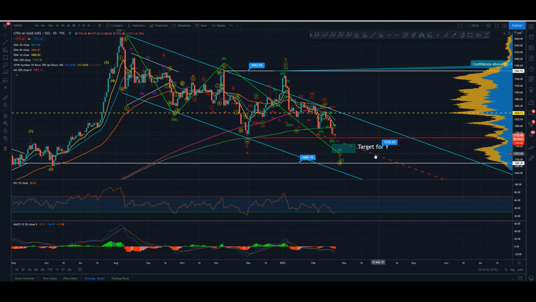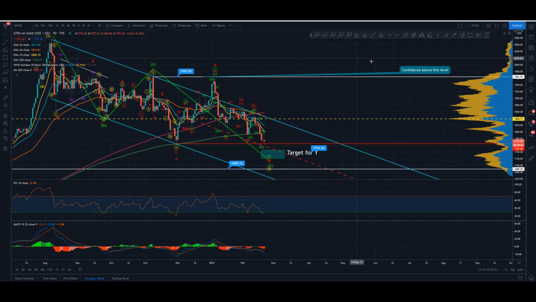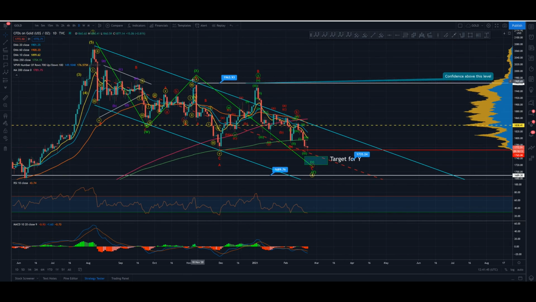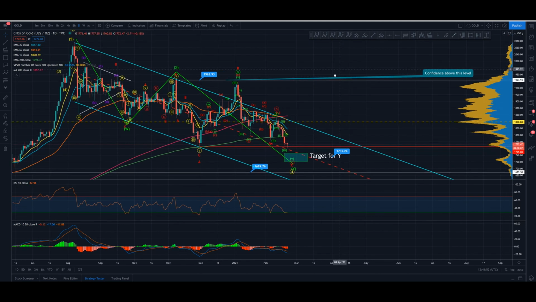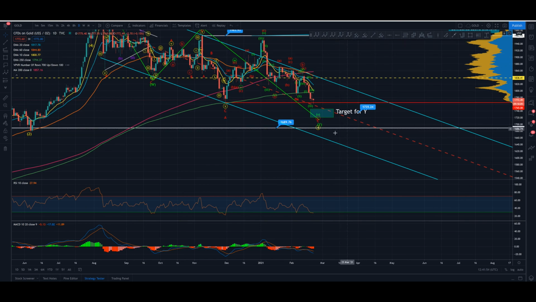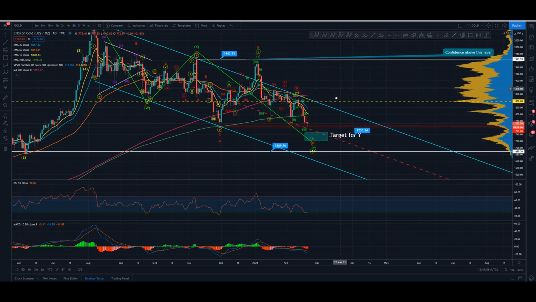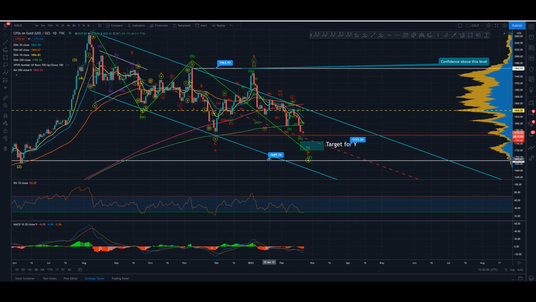Now I've got a target down here. This is my target for Y, at 1735.24. I also have a couple of other prices on the chart. I have my confidence line above this level, at 1963.93. This is essentially the pivot of the X, this swing high on the X. If we get above that, I'd be very bullish and expect us to continue higher. We also have an invalidation point down here at 1689.76. This is for the primary wave 1, which we're getting close to transgressing.